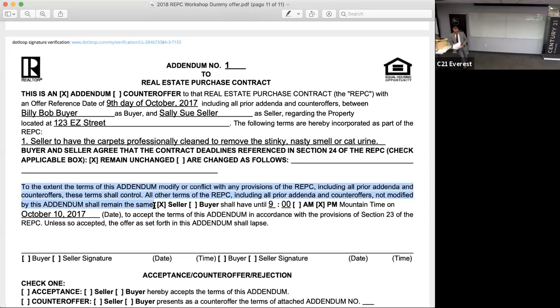All right. Last story quickly for you on this, and then we're done. When you are using an addendum like this, back up there where we had to remove the stinky, nasty smell of cat urine, make sure that it makes sense. When you write an addendum and you're filling it out, a lot of times it makes sense to you when you're filling it out. But it's not a bad idea to ask somebody else to read it and make sure it makes sense to them, because sometimes the other person reads it and would interpret it differently.